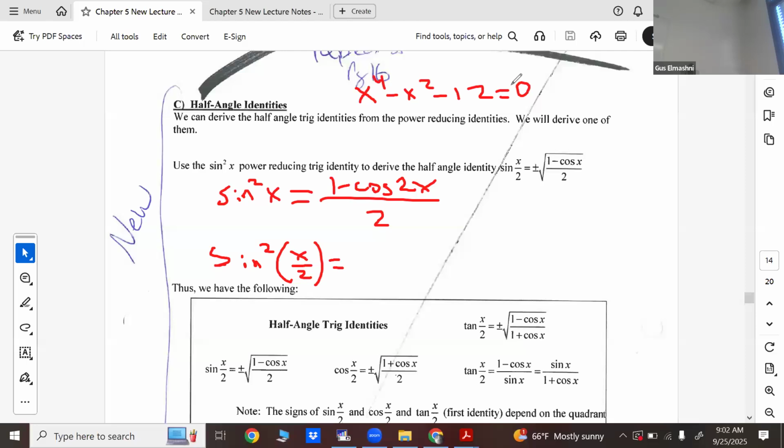Okay, but when I talk about U sub, just so you guys know what I'm talking about, we have x to the 4 minus x squared minus 12 equals 0. You treat that like a quadratic, make it u squared minus u minus 12, and it'd be u minus 4, u plus 3. It's kind of the same thing I'm doing here. I'm just replacing x with x over 2. So if that's the case, then this becomes what? Cosine x, right? Good.